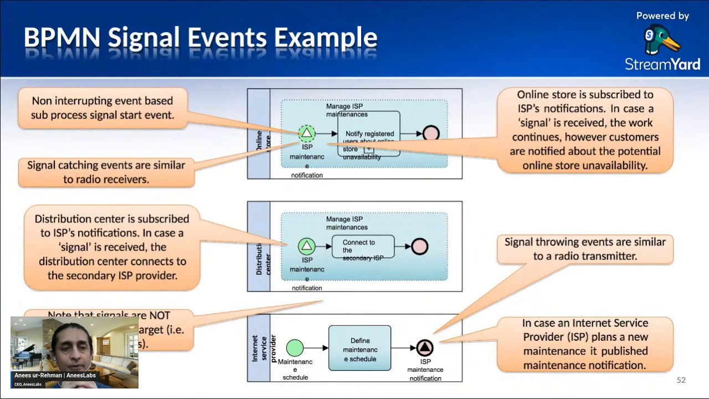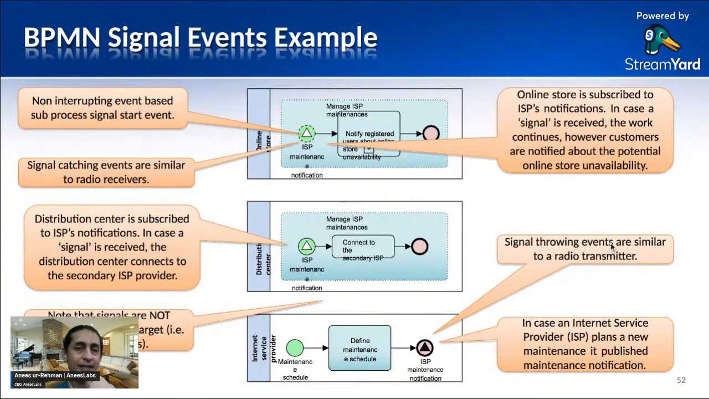So we talk about BPMN signal event examples. A non-interrupting signal event is based on a sub-process signal event. You have an online store subscribed to ISP notification. In case a signal event is received, the work continues. However, customers are notified about the potential online store availability. So this kind of thing you can do. Note that signals are not directed to a specific target; there are no connections.